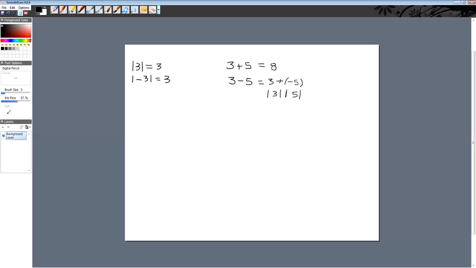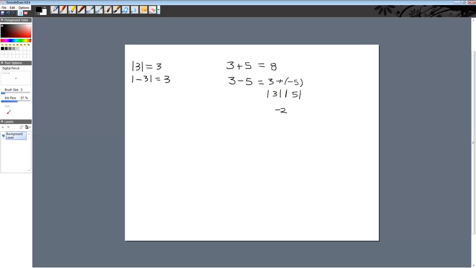So 5 minus 3 is 2. That's the absolute value of the response, of the sum, if you will, and it takes the sign from the larger number. So our response here, 3 plus -5, is -2.